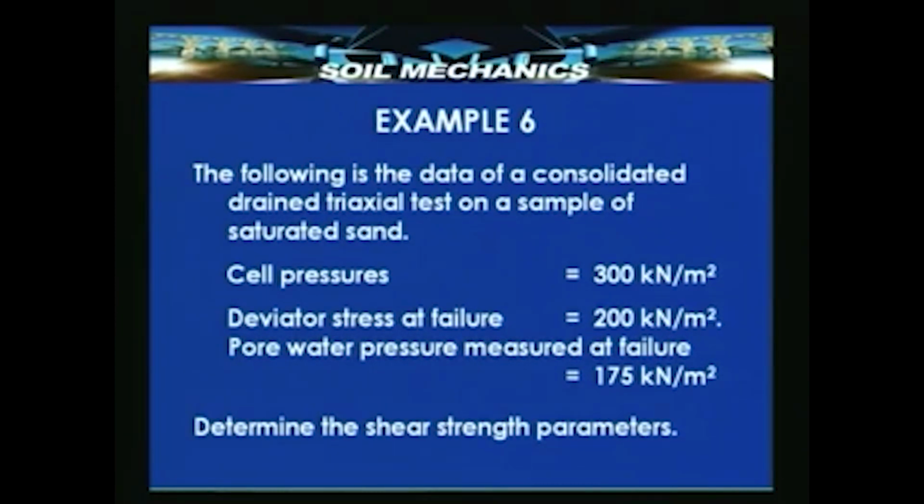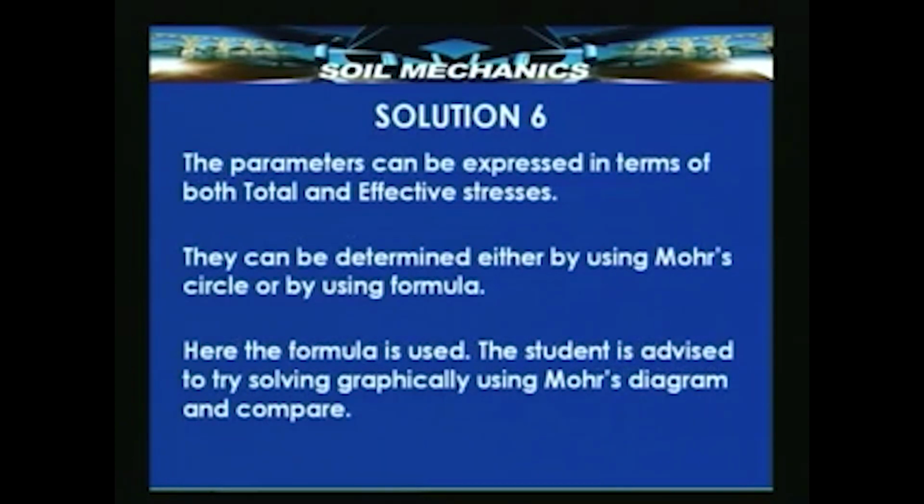data about a triaxial test on a saturated sample of sand. The cell pressure used was 300 kilonewtons per meter square, and in the test it failed at a deviatoric stress of 200 kilonewtons per meter square. The pore water pressure was measured, and at failure it was found to be 175 kilonewtons per meter square. So, with the help of this, the shear strength parameters were determined.